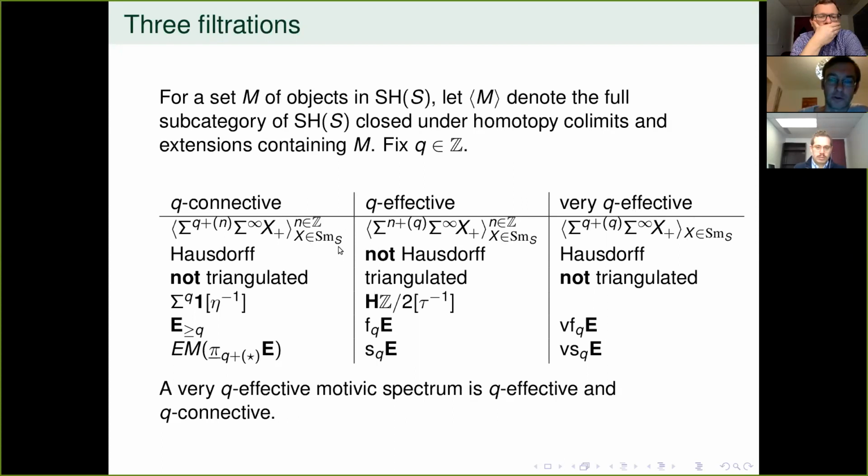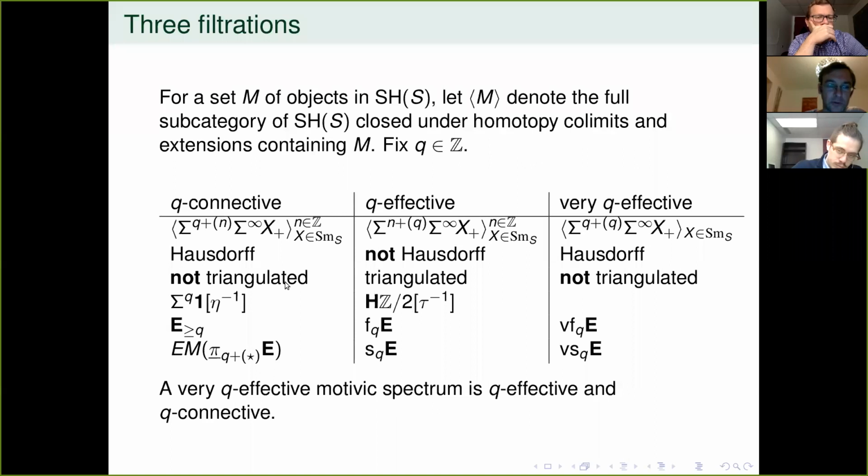This gives 3 different filtrations. You can, by definition, see that a very q-effective motivic spectrum is both q-effective and also q-connective. And I listed some of the properties I emphasized last time. So the Voevodsky slice filtration, the effective filtration, is not a Hausdorff filtration, but it is a triangulated one.